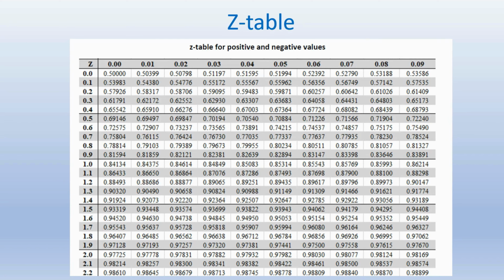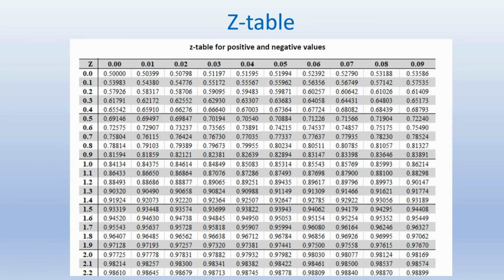When the level of significance or alpha value is taken as 0.05 for a two-tailed test, the z-critical value is 1.96. And for a one-tailed test, it is 1.64. When the level of significance or alpha value is 0.01, the z-critical for a two-tailed test is 2.57 and for a one-tailed test is 2.32, and so on.